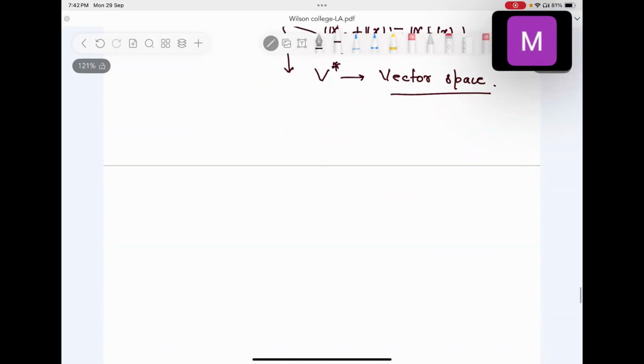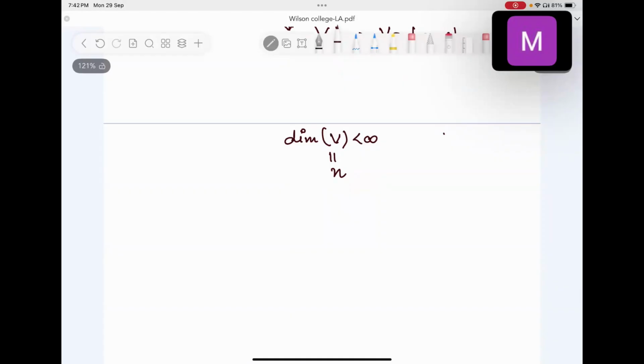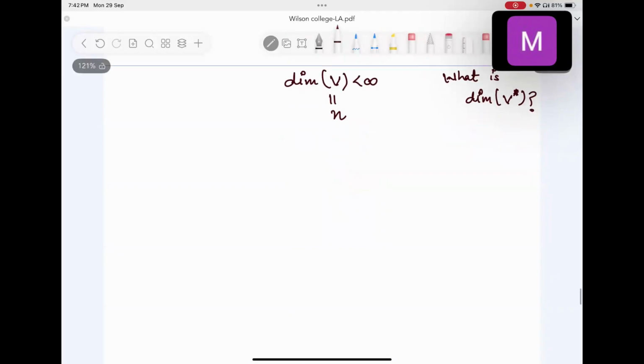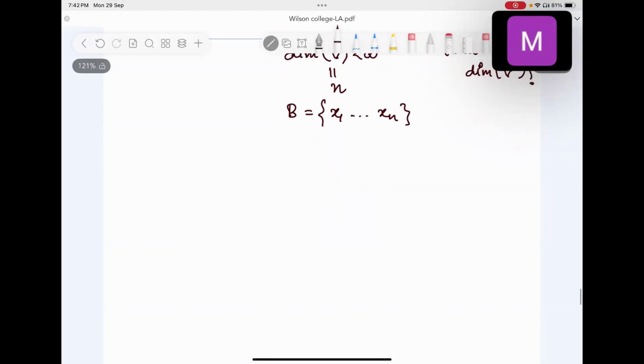Okay, now suppose the dimension of V is finite, and to be precise, suppose the dimension of V is n. Now what will be the dimension of V star? Okay. Now, suppose the dimension of V is n, and the basis is x1, x2, ..., xn. This is a basis for V, right?